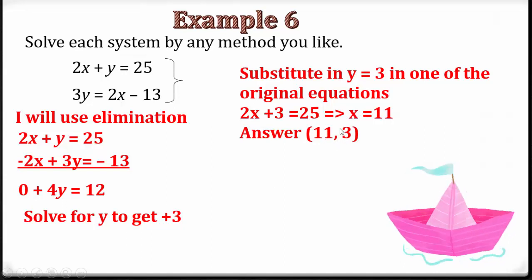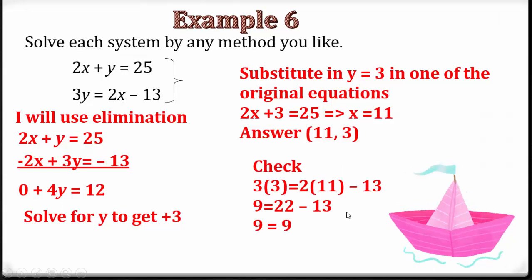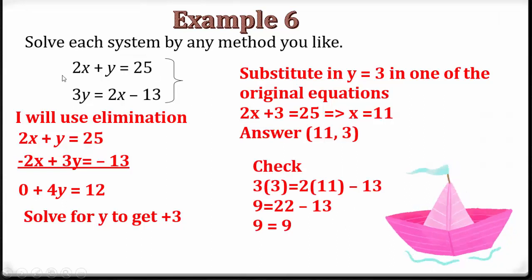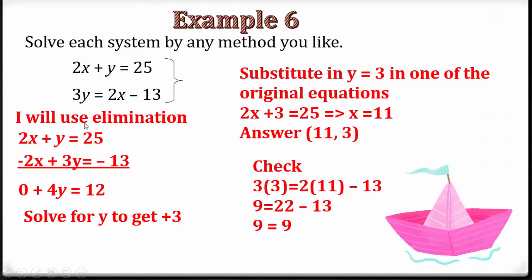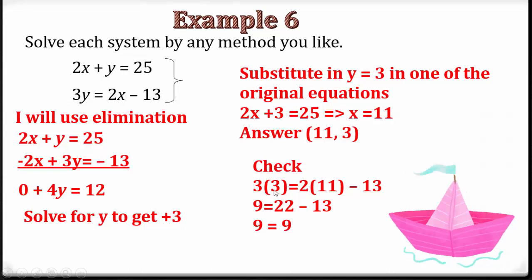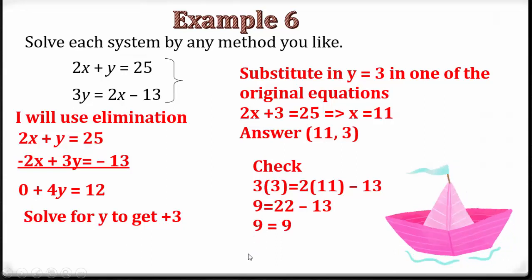Notice how I put my x first and my y second because this is a coordinate. Then I check against the equation that I didn't use, and the equation that I didn't use was the second one. So wherever I saw y, I put 3, and wherever I saw x, I put 11, and I found 9 is equal to 9, and that means everything is fine.